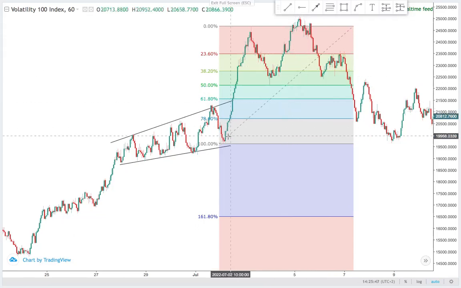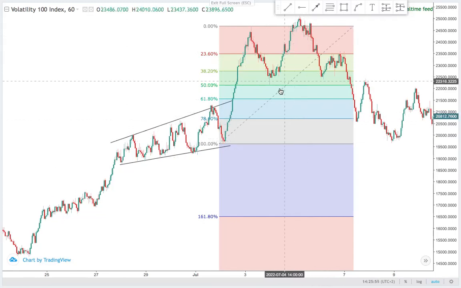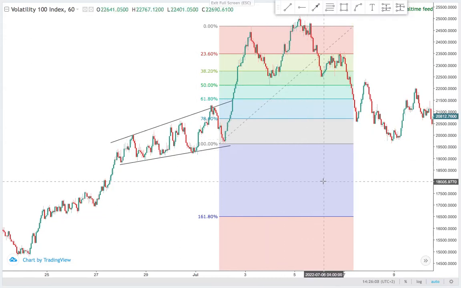But if the market comes to clear my 100% zone going down, I know that there's going to be a change in direction. The market is no longer buying because the market has broken all the previous structures that were making the higher highs. Now the market is trying to make a change in direction. The market is trying to go down.